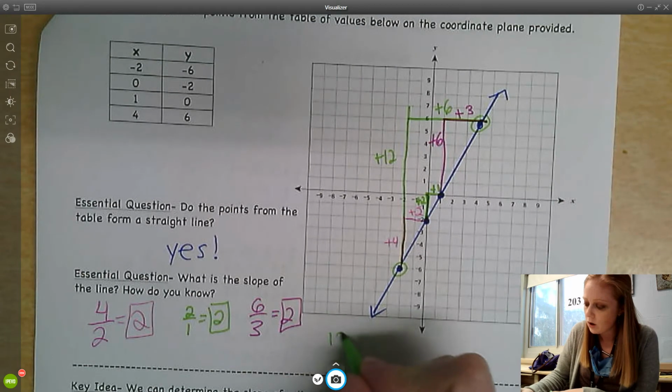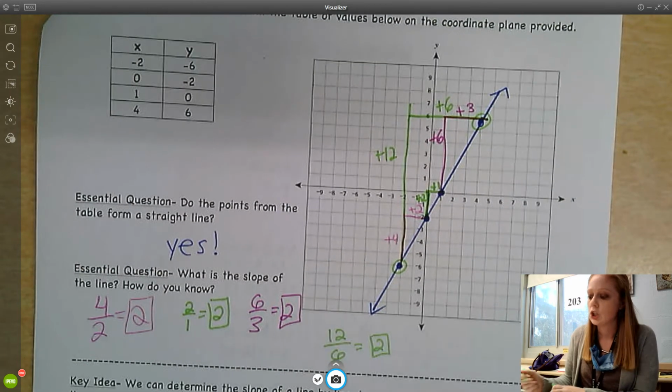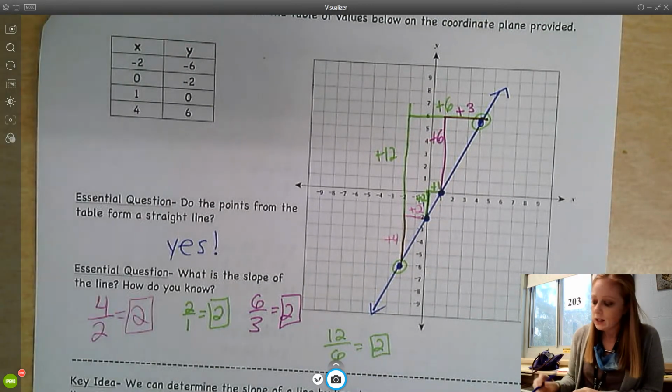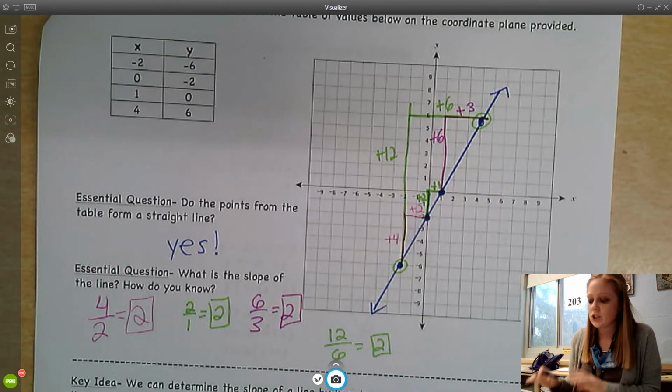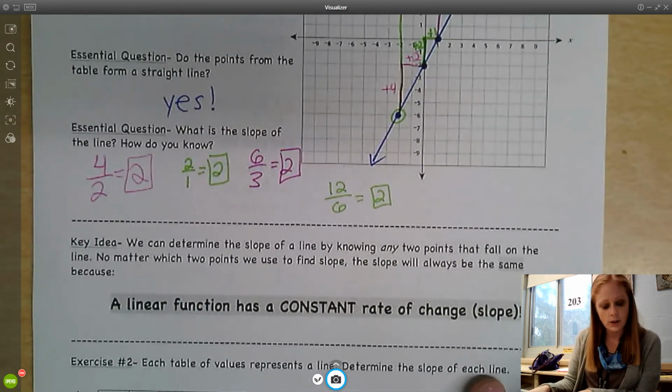So that would be rise of 12, run of 6. 12 divided by 6 is still 2. Giant slope triangle. Okay, so a linear function has a constant rate of change, a constant slope, no matter which 2 points you use. Very important, because let's look at these tables now.